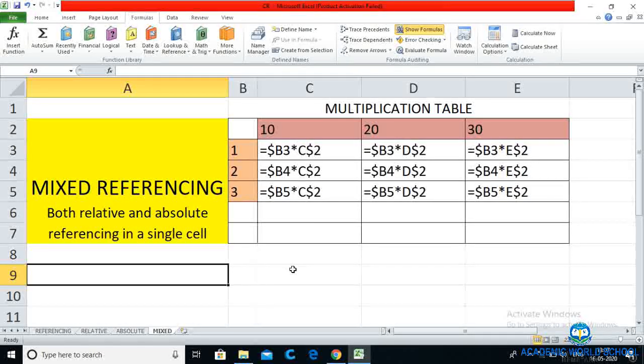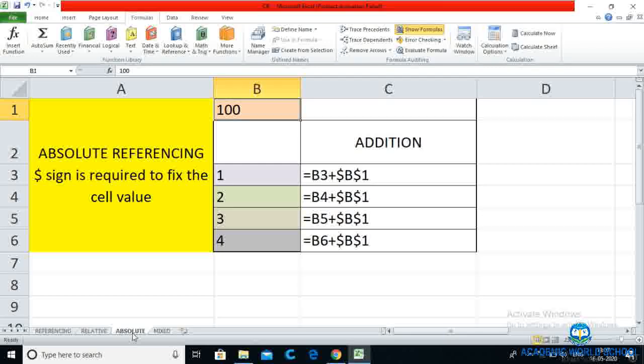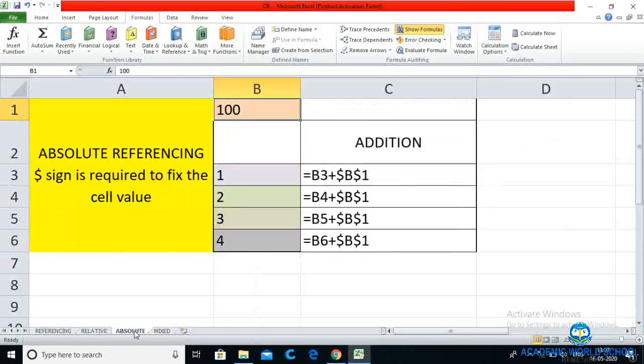So students, today we have learned about relative, where the cell address is automatically changing. We have learned about absolute, where we are giving this dollar sign to fix the cell value. And we have also learned about mixed, where in a single cell we can see both relative and absolute at work. Okay, in mixed, what we need to do? We need to fix either row or a column. And in absolute, we are fixing both.